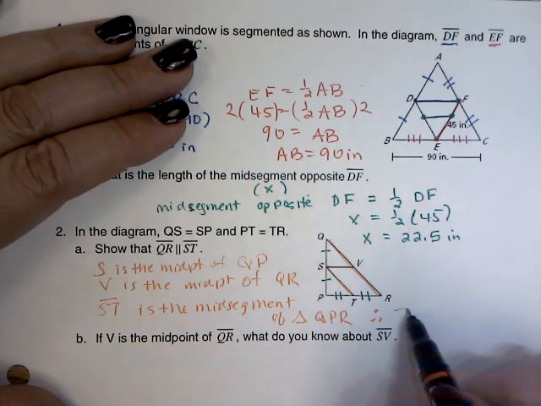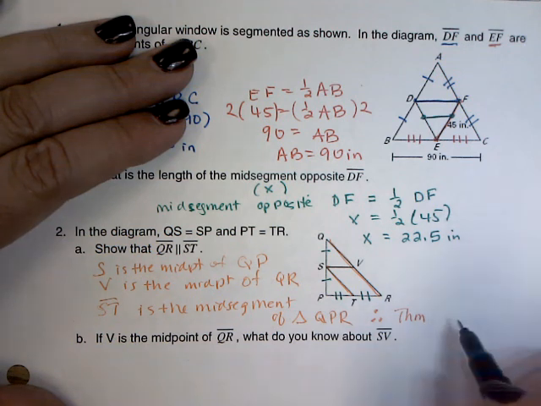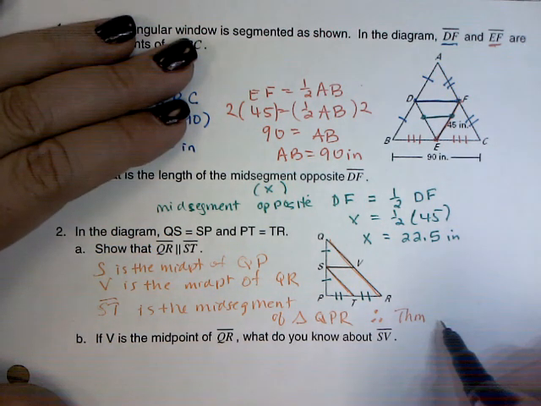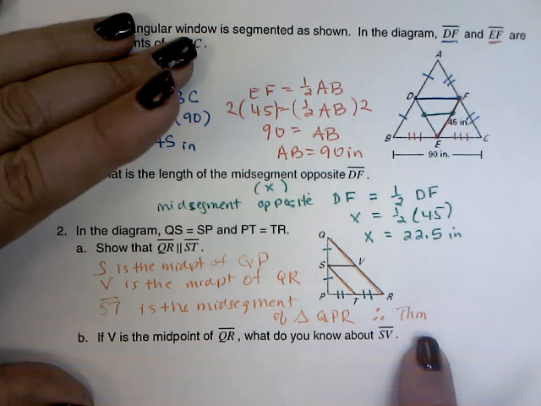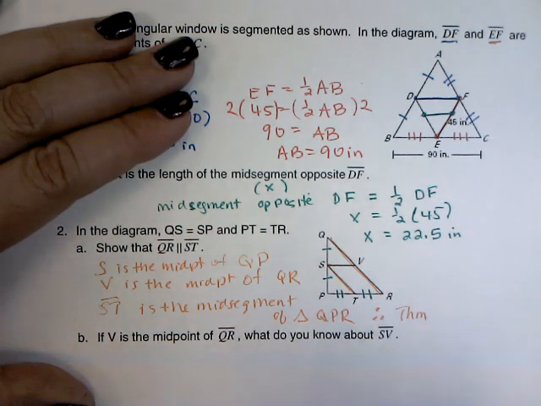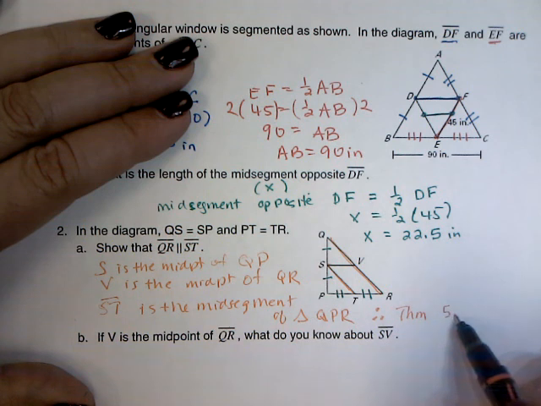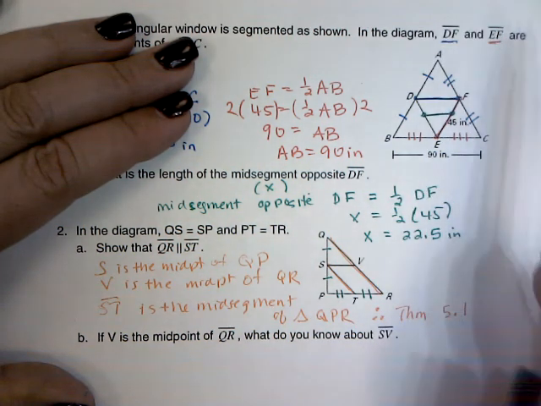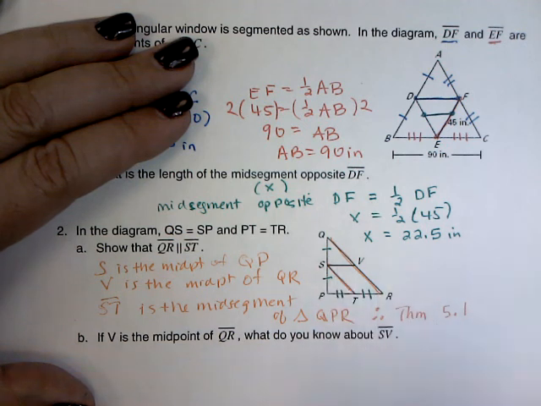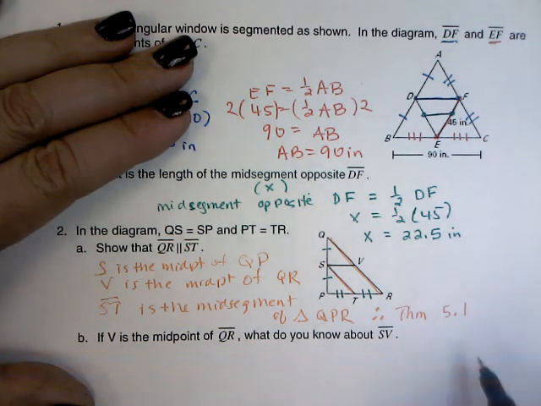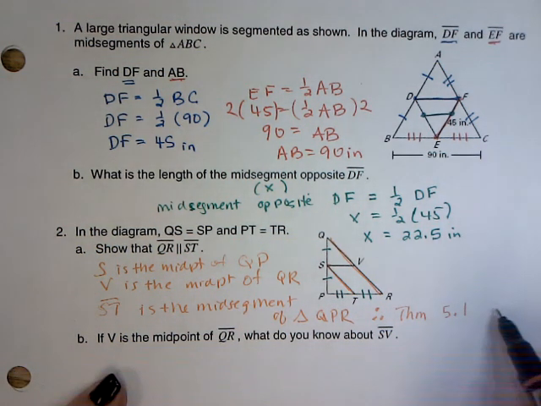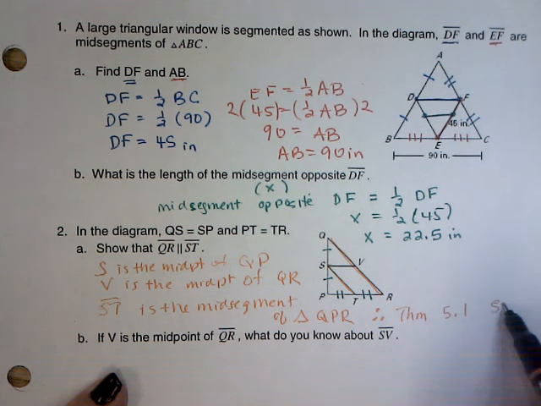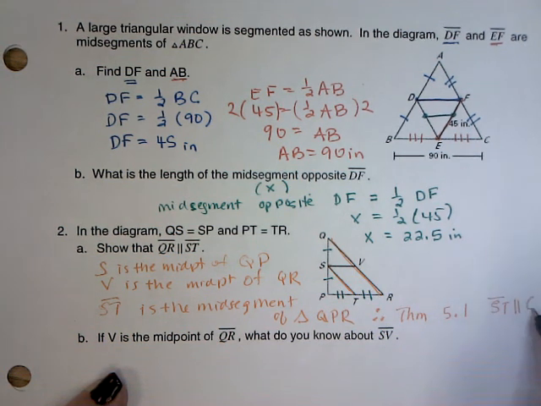So therefore, by theorem 5.1, well, actually not by theorem 5.1, because you're proving theorem 5.1. So then, by the definition of mid-segment, they're parallel. So it actually is just theorem 5.1. It tells you that they're parallel if one is half the length of the other, which because of the two being parallel, it would be. So they're parallel by that mid-segment theorem. So by theorem 5.1, ST is parallel to QR.